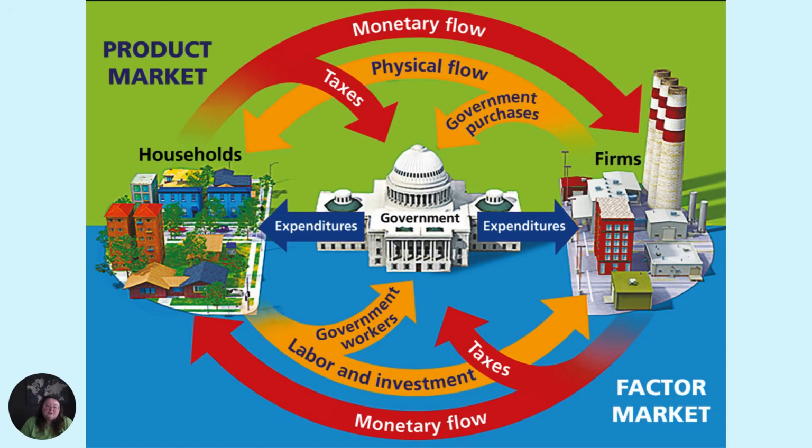Firms can purchase things from the government, and they can also do something called a physical flow, where they give those physical goods to households. And then the government gives back their expenditures to the firms and the households. So this is how money works in our society. It flows between these three groups: the households, the firms, and the government. And that is how a mixed economy works.